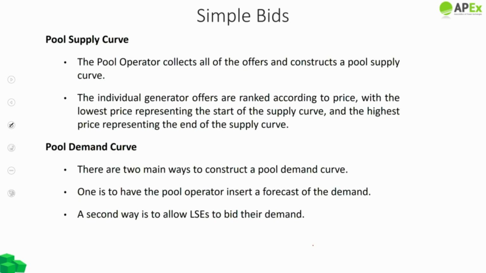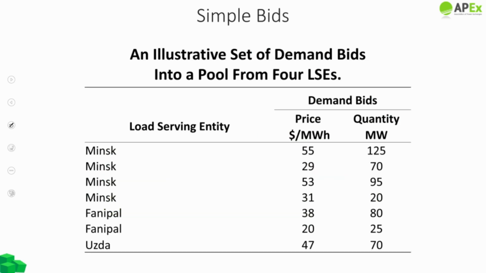In the second method, where double side bidding is allowed, the load serving entities bid their demand and the demand curve is constructed in a similar manner as the supply curve, with the highest bid sitting at the top of the curve while the lowest bid sits at the bottom. It is explained through the following example. This is a typical example of demand bids from three load serving entities, and using this information we will construct the demand curve.